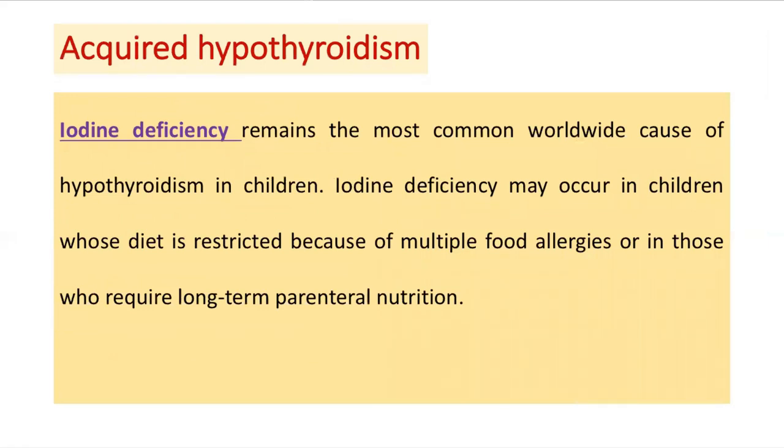acquired hypothyroidism ممكن يكون نتيجة برضو غير الهاشيموتو لأيودين deficiency، وده most common worldwide cause of hypothyroidism in children. في حالات الأطفال اللي بيبقى عندهم restricted diet نتيجة multiple food allergies وبرضو في بعض أماكن من العالم اللي موجود فيها iodine deficiency.